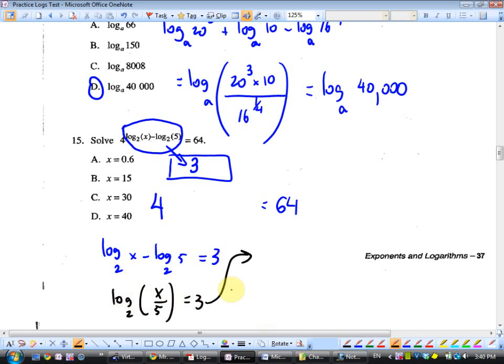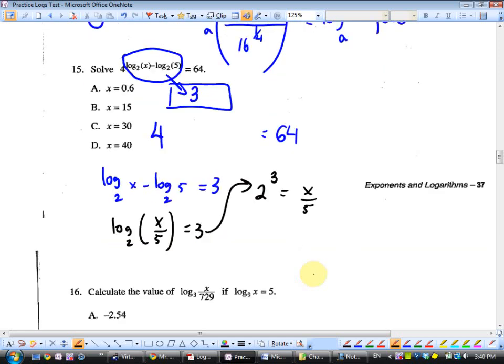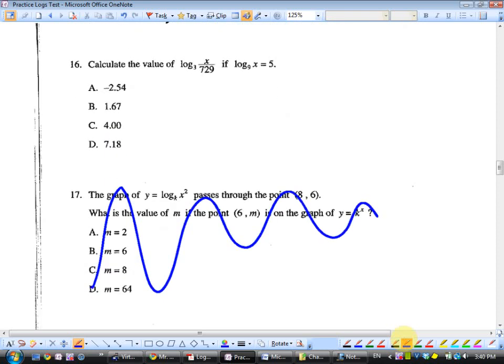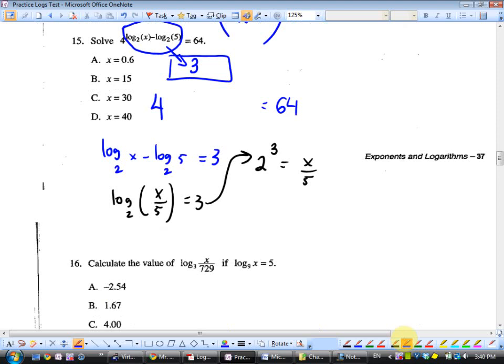Where is my x sitting? An exponent? No. Inside a log. If I know one, I know both. 2 to the third equals x over 5. What is 2 to the third? 8 equals x over 5. Hey, what divided by 5 equals 8? Times by 5, if you couldn't see it, right? But what do you do with the x? Dividing by 5, multiply both sides by 5. Yeah, 40.